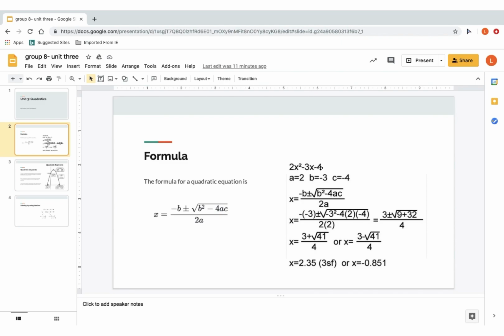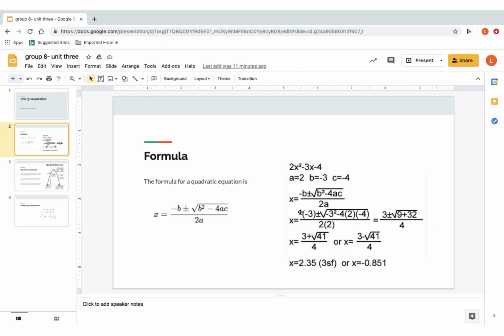Usually, you will start off with an equation that looks like this. This is A, this is B, this is C. The formula for a quadratic equation contains three variables, A, B, and C. Usually that's how the order will always be.